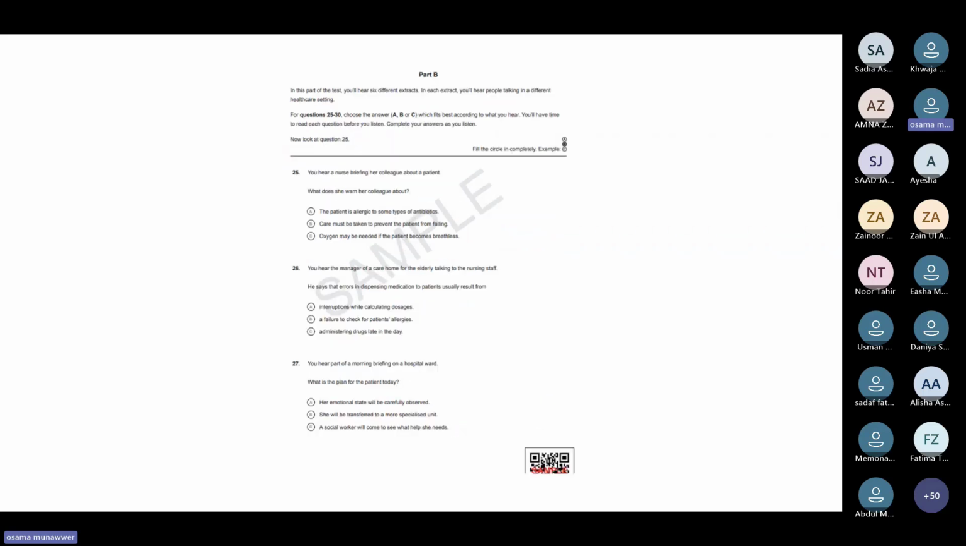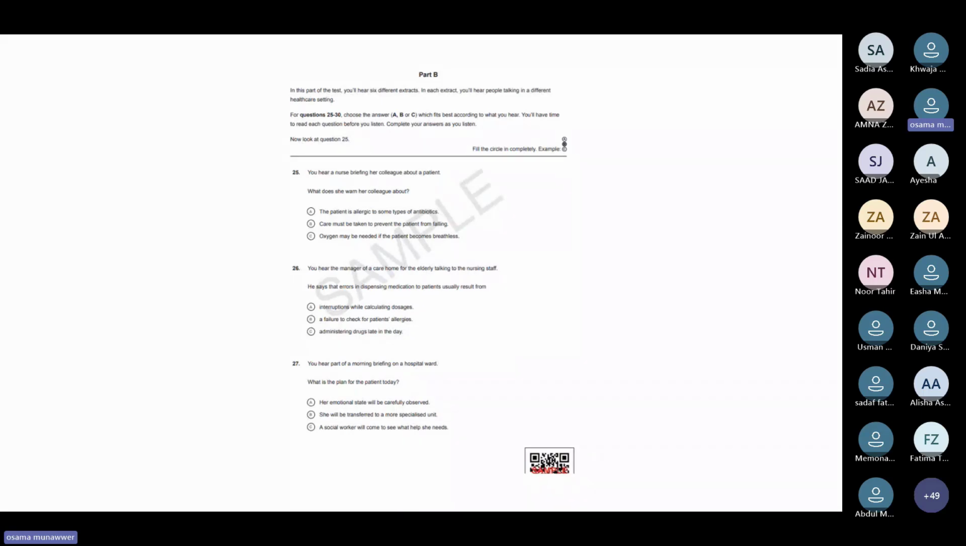Coming to part B. In part B, there are multiple different questions. In part A, it's a single long conversation going on between two people. In part B, there are going to be shorter multiple audios. So you have like 25 to 30, I'm guessing that's like 6 MCQs. So there are going to be 6 different audios, each for a different MCQ.